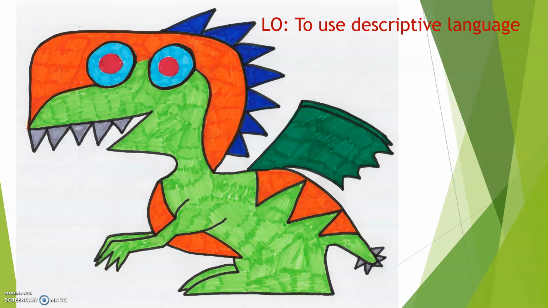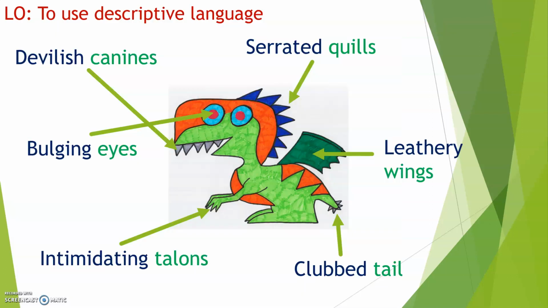So the first thing you need to do is draw and colour yourself a lovely picture of a monster. Take some time, make this look beautiful, don't scruffily do it quickly. Make sure you've got a beautiful looking monster, ferocious too of course, but fantastically beautiful. And then the next thing I've done here is start labelling it. So you can see here I've got devilish canines, bulging eyes, intimidating talons, club tail, leathery wings and serrated quills. What I did here is I looked at every different aspect of my monster.